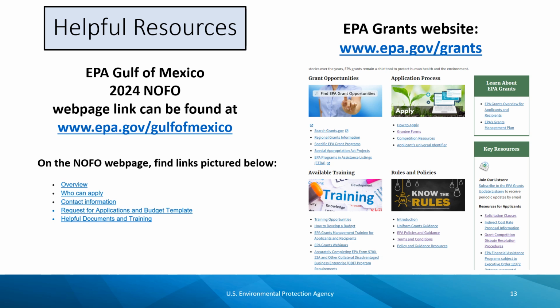The second link is epa.gov/grants, which is to EPA's grants webpage. This webpage provides additional resources for EPA grant applicants and recipients, including multiple trainings.